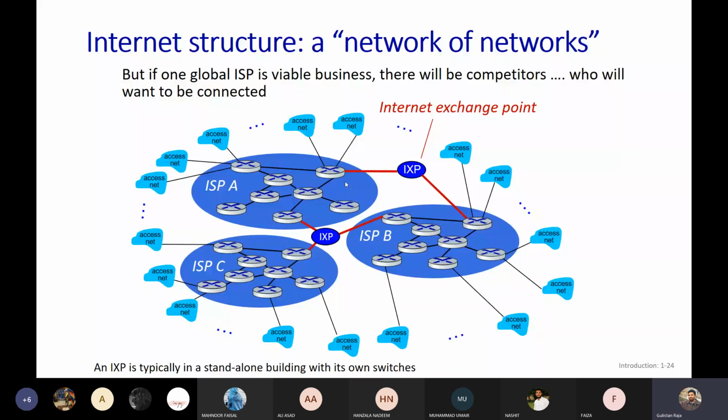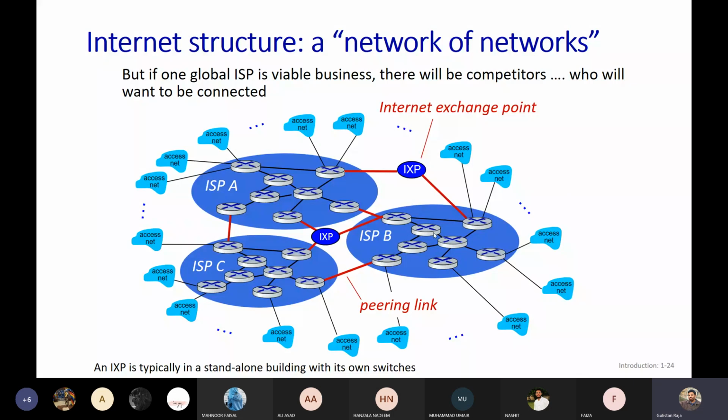Now, there may be a peering link. Suppose that the traffic between ISPs A and C is very high, so they can have a direct link. This link is known as a peering link. This could also be between ISP B or ISP C. Instead of going through an IXP, they can have a direct peering link, right?